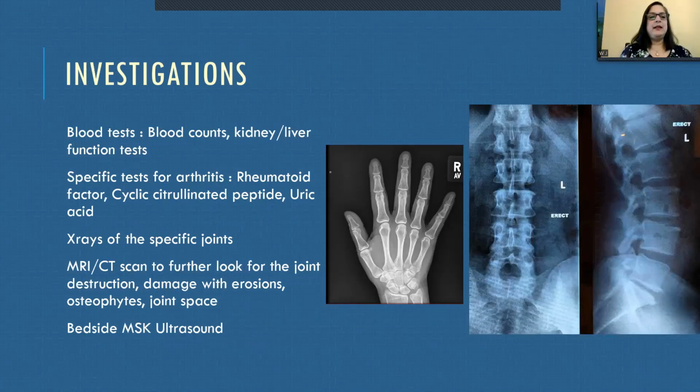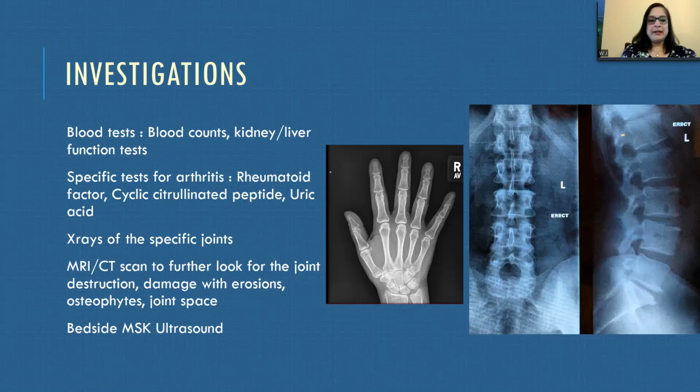Once the diagnosis of arthritis is made, or when you seek medical attention, there are investigations that are done which aid in the diagnosis of arthritis. There are blood tests like blood counts, kidney and liver function tests, which are done prior to getting any other investigations. There are specific tests for arthritis, like the rheumatoid factor and the cyclic citrullinated peptide, which are positive in rheumatoid arthritis, and a uric acid level if gout is suspected.